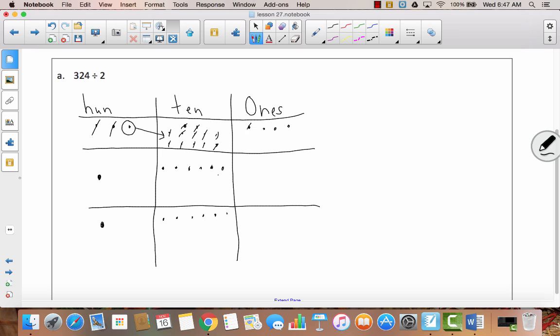So now let's do the ones. We had no tens left over. So 4 divided by 2 is 2. So I have 2 in each group. So what is 324 divided by 2? Well, let's see how much we have in each group. I have 100, 6 tens, and 2 ones. So 324 divided by 2 is 162.